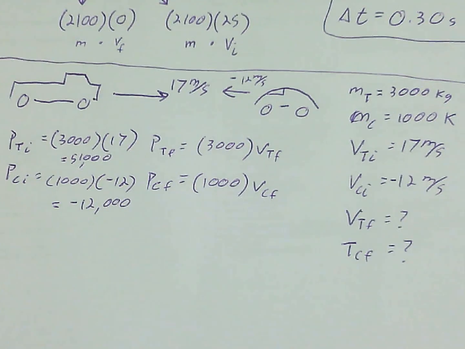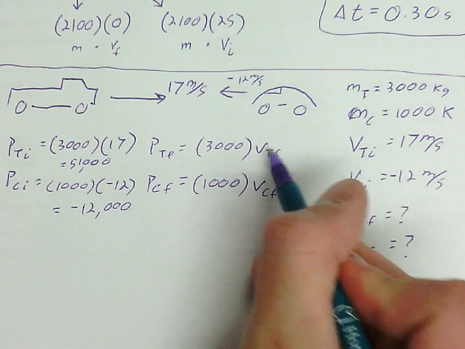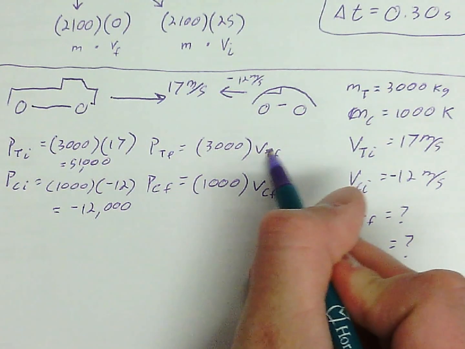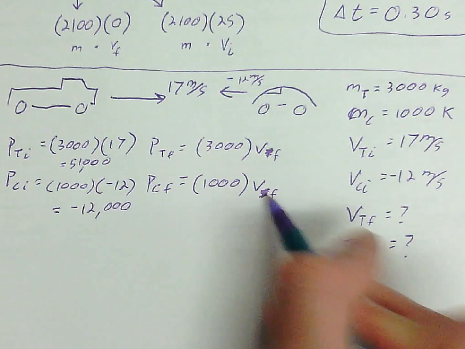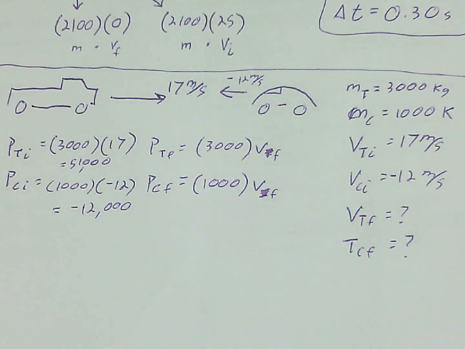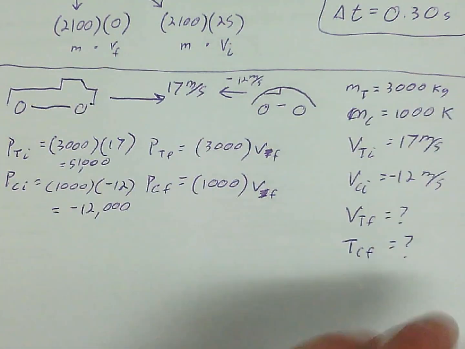So I'm going to make a really small but really impactful change. I'm going to cross out the T, cross out the C, and I'm just going to call it V final. So now I'm ready to put everything together and add all these momentums up.